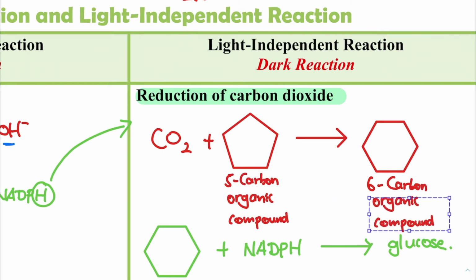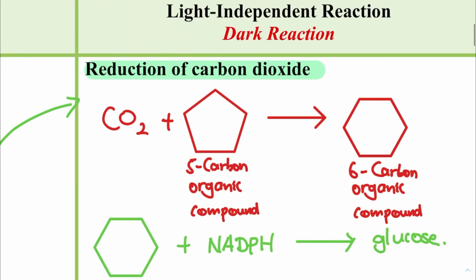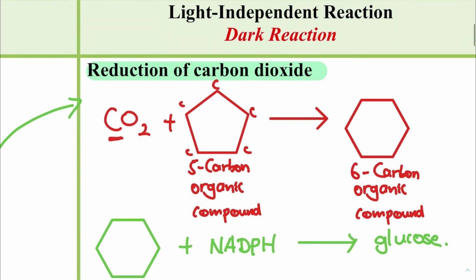Alright, what is this? This 5-carbon organic compound has 1, 2, 3, 4, 5 carbons, so the shape is like a pentagon. This thing is actually produced by plants using proteins. In order to form glucose, which is the end product of the whole photosynthesis process, it needs to combine with carbon dioxide. So basically the carbon dioxide will give it one more C to become a 6-carbon organic compound.